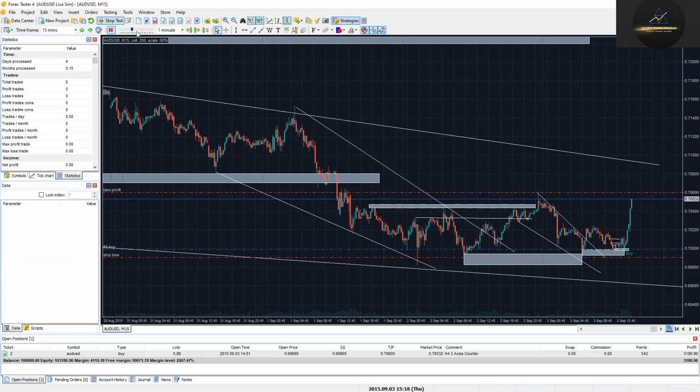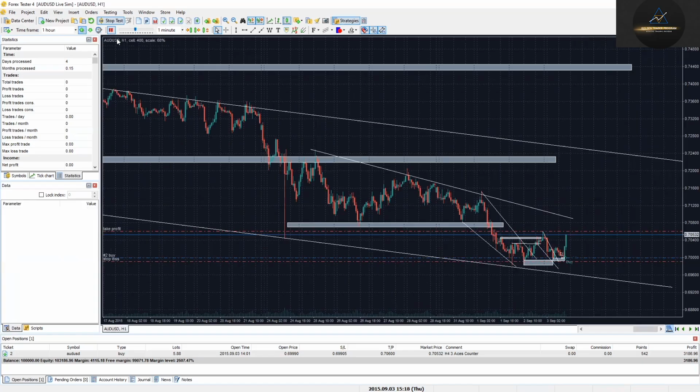So let's see. Well, that should hit our target. Actually, you know what? Let's leave this one running. And I'm going to bank some profits here instead. I don't want to close this position because I could use this position as a hedge. Right, so let's map this out properly.